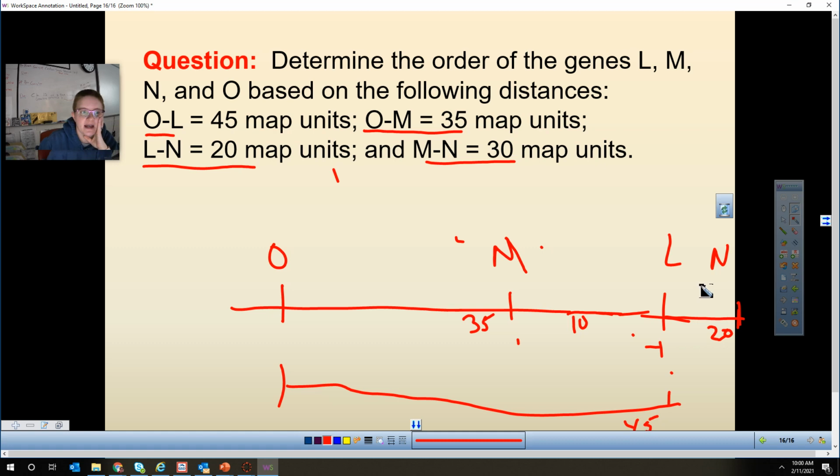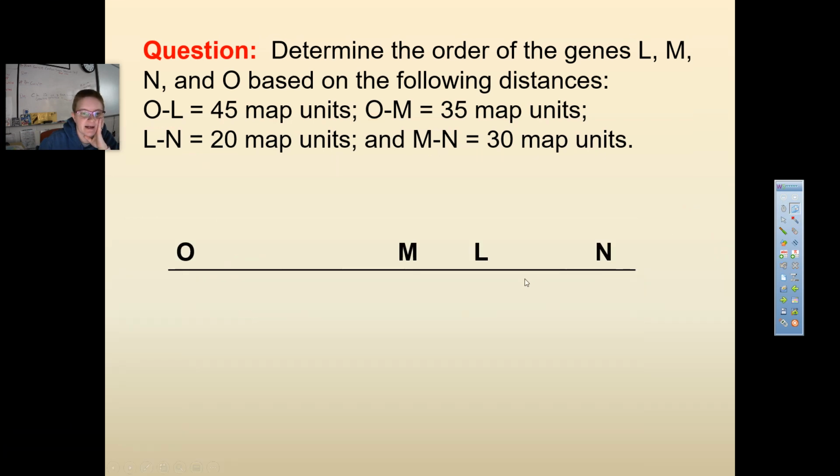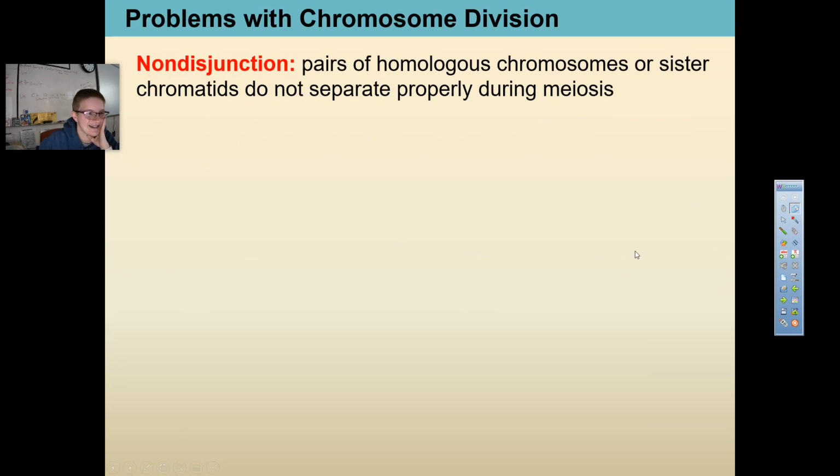What about an O and N? Is there an O and N? There's not. And that would be over 55, which is fine. Just means they assort independently, basically. But I think we're there. So let's look. O-M-L-N. Let's see what we got. Yay! Oh, that was difficult.